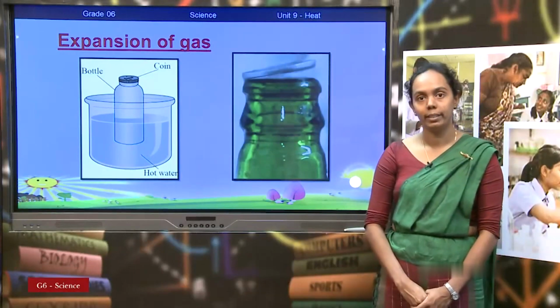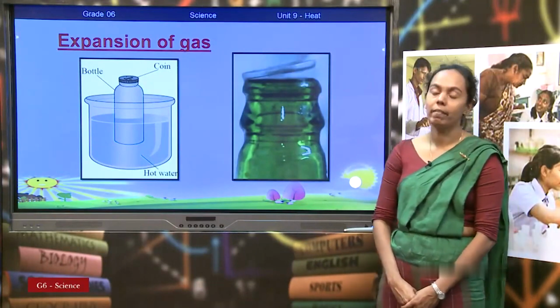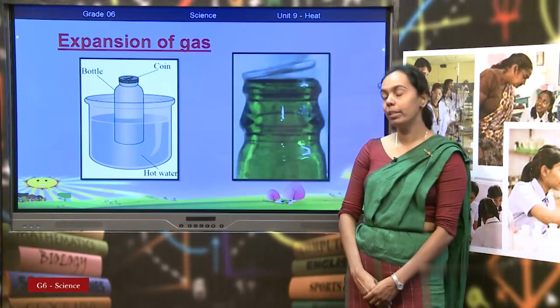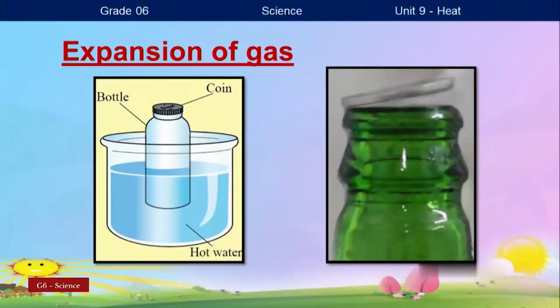Now we are going to learn about the expansion of gas. To learn about the expansion of gas, we can do a simple experiment. For this experiment, we have to prepare a setup like this. Here you can see you have to take an empty glass bottle, and also take a hot water basin, and cover the mouth of the bottle using a coin. First of all, take an empty bottle and cover the mouth of the bottle using a coin. Then place this bottle into the hot water basin.